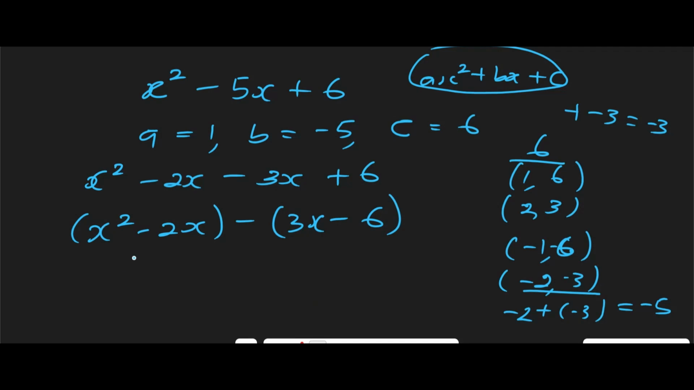We have x squared minus 2x. We have to find our common factor. So our common factor is going to be x. And then x goes into x squared x times. Minus x goes into 2x 2 times. So we are done with our first bracket. Let's come to our second one.